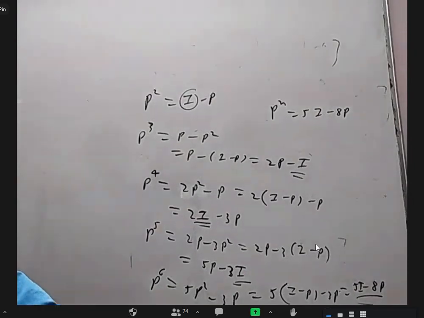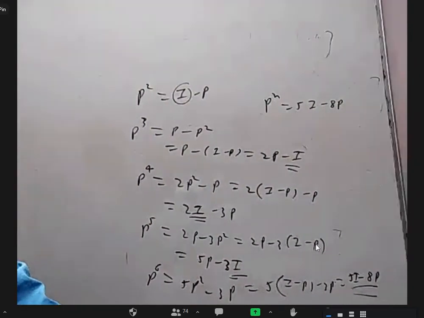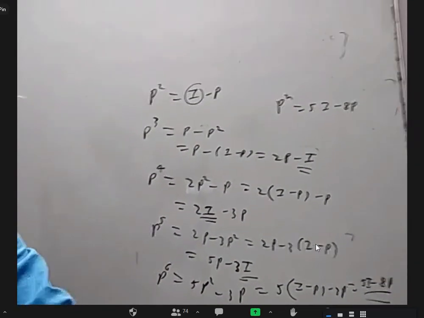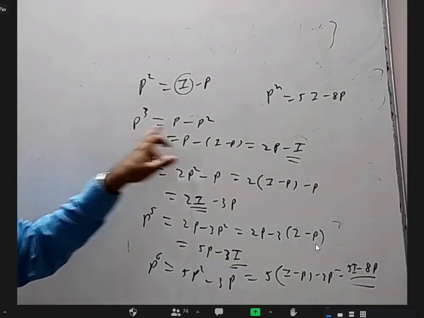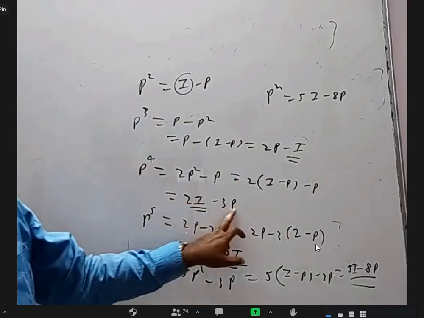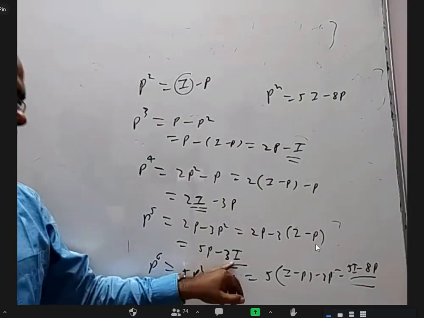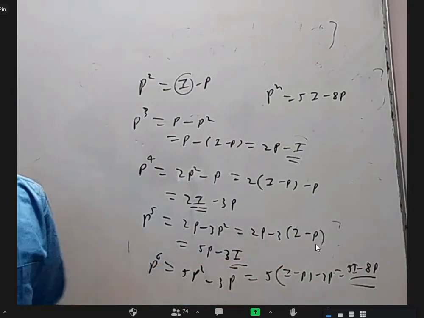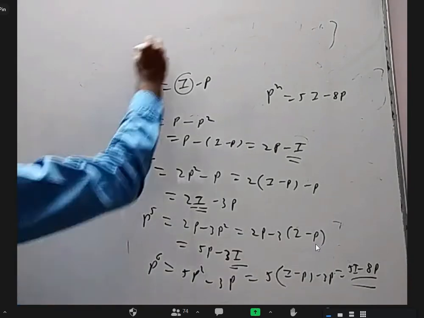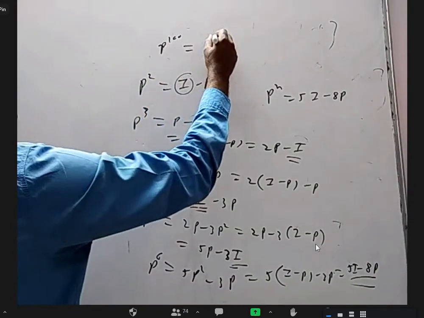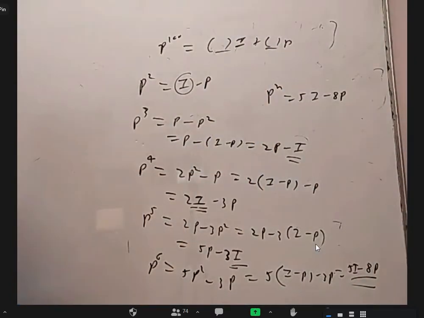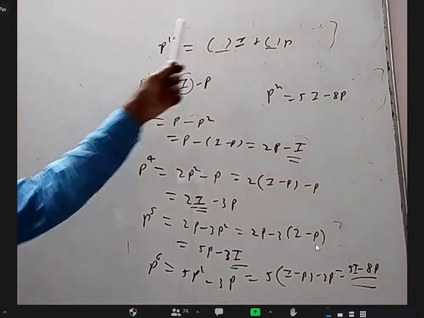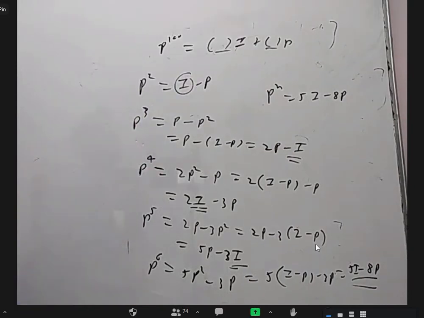The point here is we are able to find P cube in terms of P and I. P power 4 also in terms of P and I. P power 5 also in terms of P and I. P power 6 also in terms of P and I. But if somebody asks me directly, tell me what is P power 100 in terms of something into I, something into P, what are these numbers? Some questions we'll be able to take directly, but some questions you have to keep on doing it.